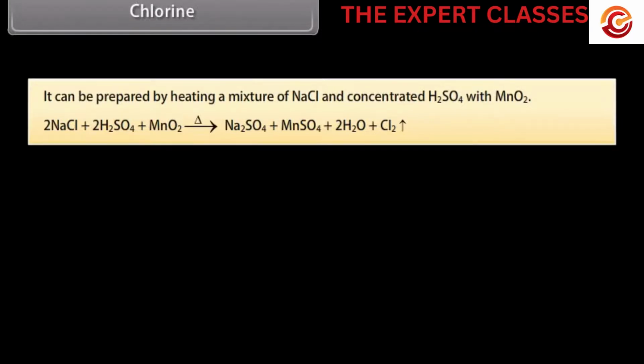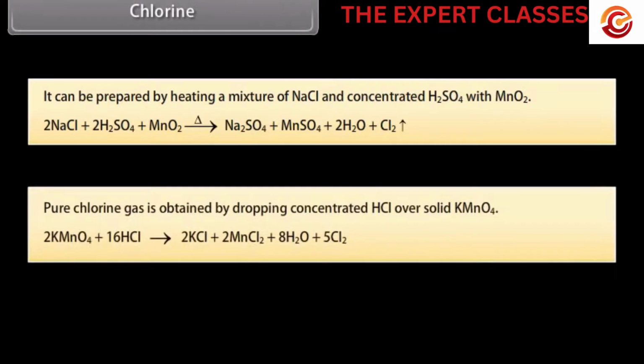The gas is passed through water to remove HCl and then dried by passing through concentrated H2SO4. Pure chlorine gas is obtained by dropping concentrated HCl over solid KMnO4.